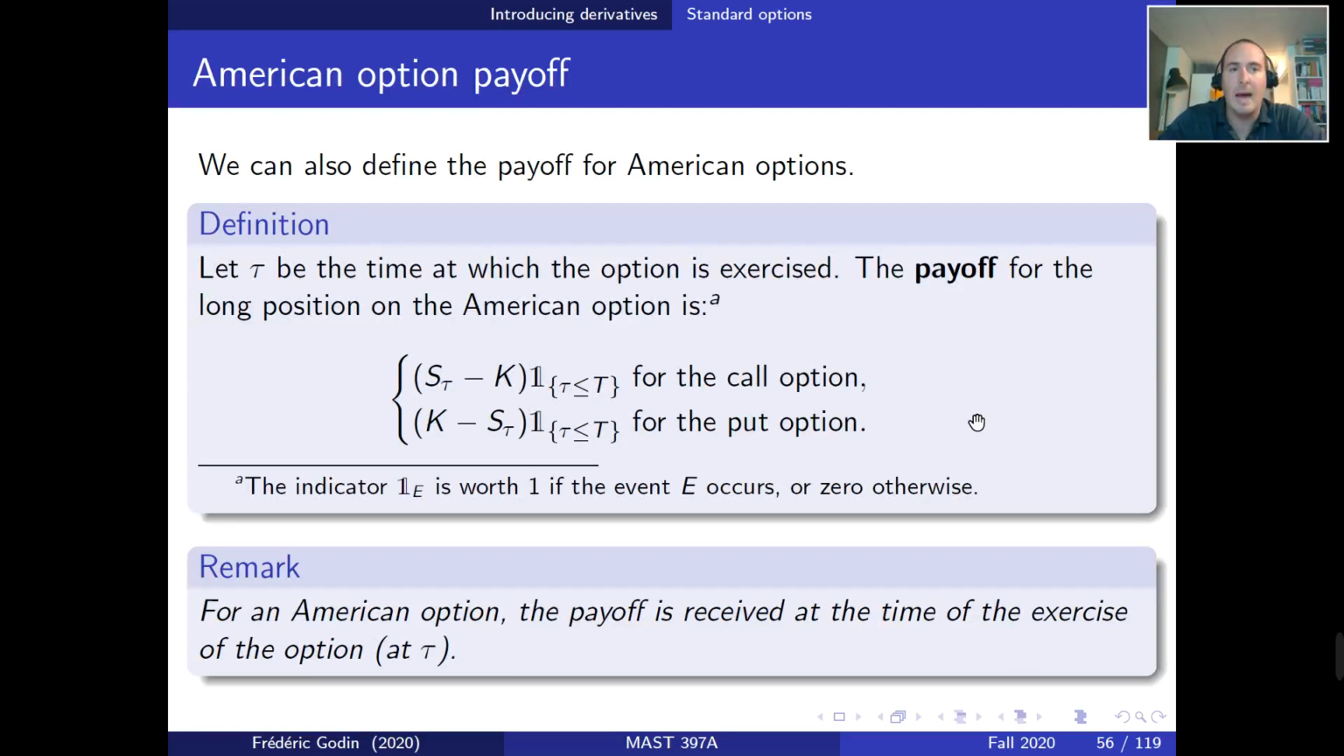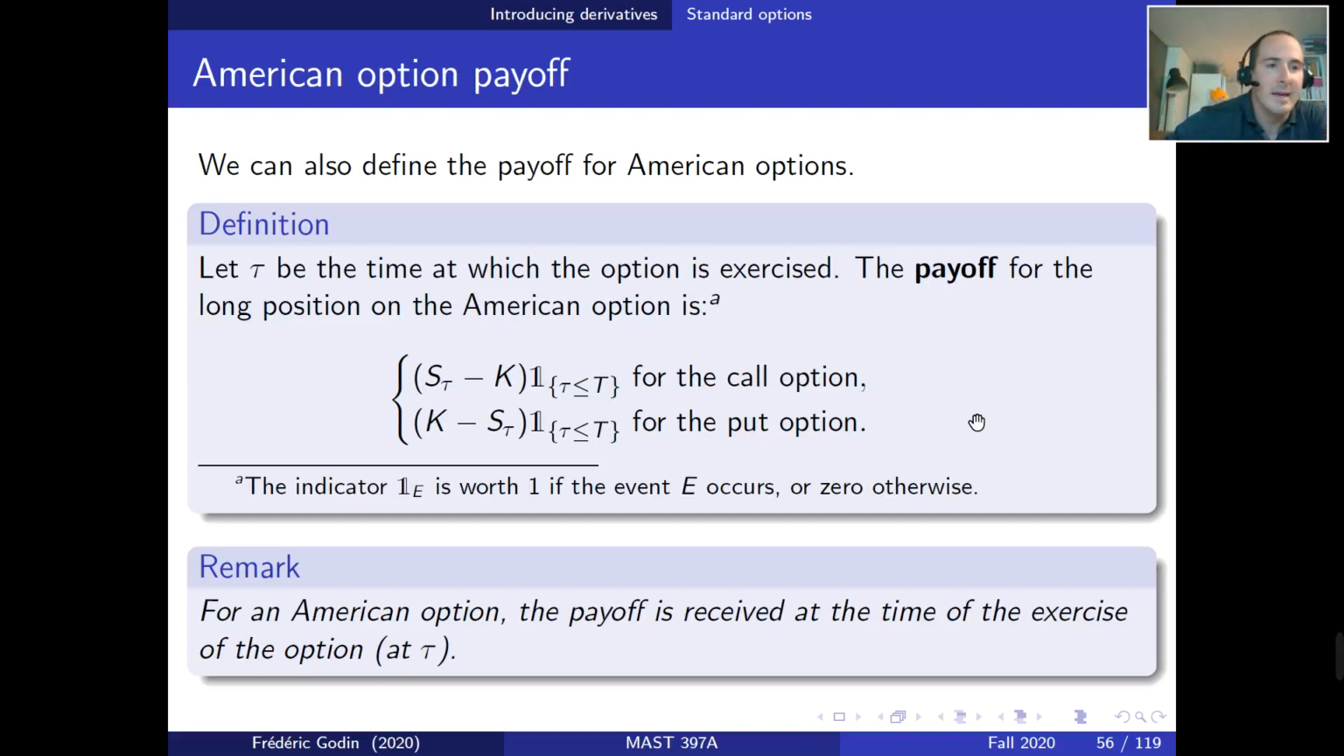Now, what happens for American options? Recall, American options are options which can be exercised at any date prior to the maturity at the discretion of the option buyer. Okay, so for an American option, the option buyer decides not only if the exchange will be made, but he also decides the date at which the exchange will be made.